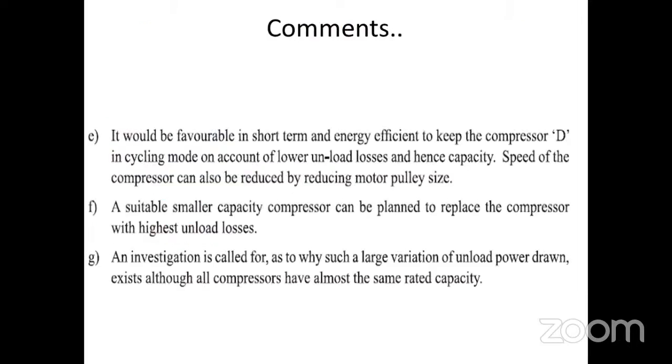Okay, sir. Comments. It will be favorable in the short term and energy efficient to keep the compressor D in cycling mode on account of lower unload losses. That is understood. A suitable smaller capacity compressor can be planned to replace the compressor with highest unload losses. Investigation is called for as to why such a large variation of unload power draw exists, although all compressors have almost the same rated capacity.